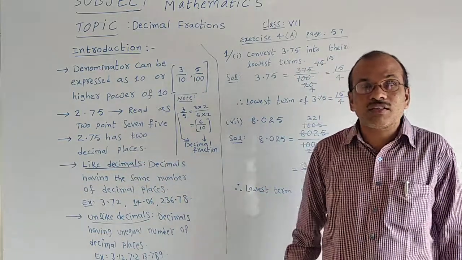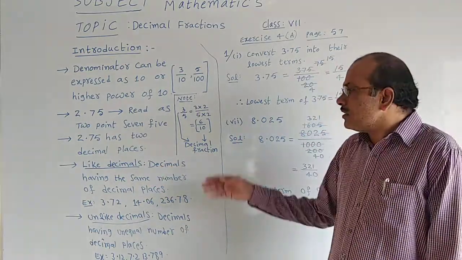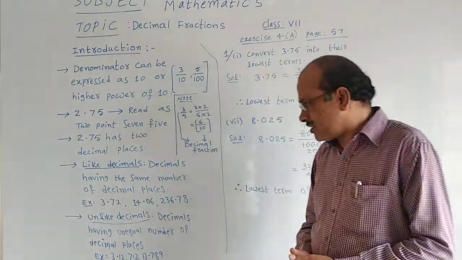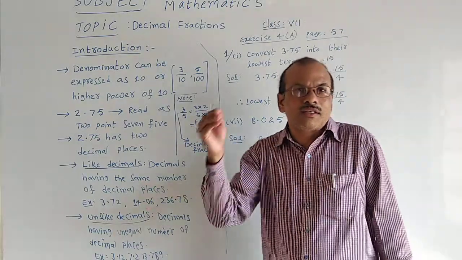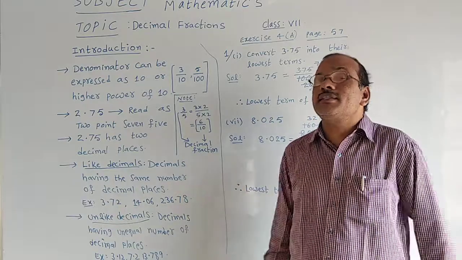That is also there for us in the introduction. Like decimals. Decimals having the same number of decimal places are called like decimals.